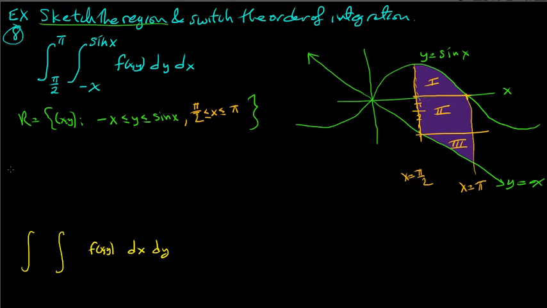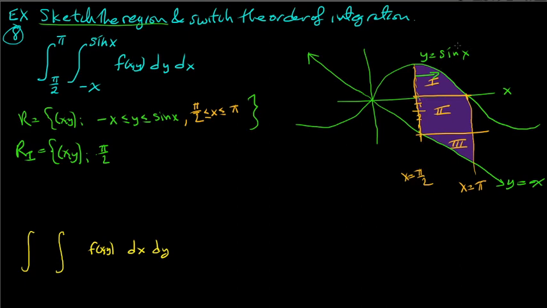Let's do the first region. So region 1 is the set of points x, y, such that we're going from x to y now. X is going from where to where? So you're going left to right. So you're going from x equals pi over 2 to x equals what?